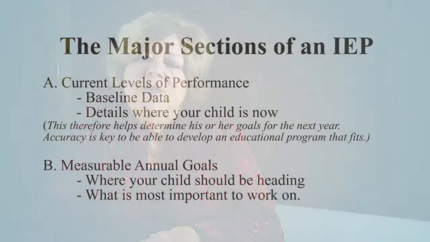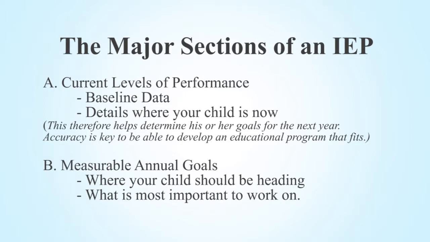Also important, what are the major sections of an IEP? Just so that when you see it, you'll know what you're looking at. The first most important section is called the current levels of performance. This means what your child can do now. And this is an extremely important section, because if it's not accurate, then everything else that happens in the IEP is based on inaccurate information.